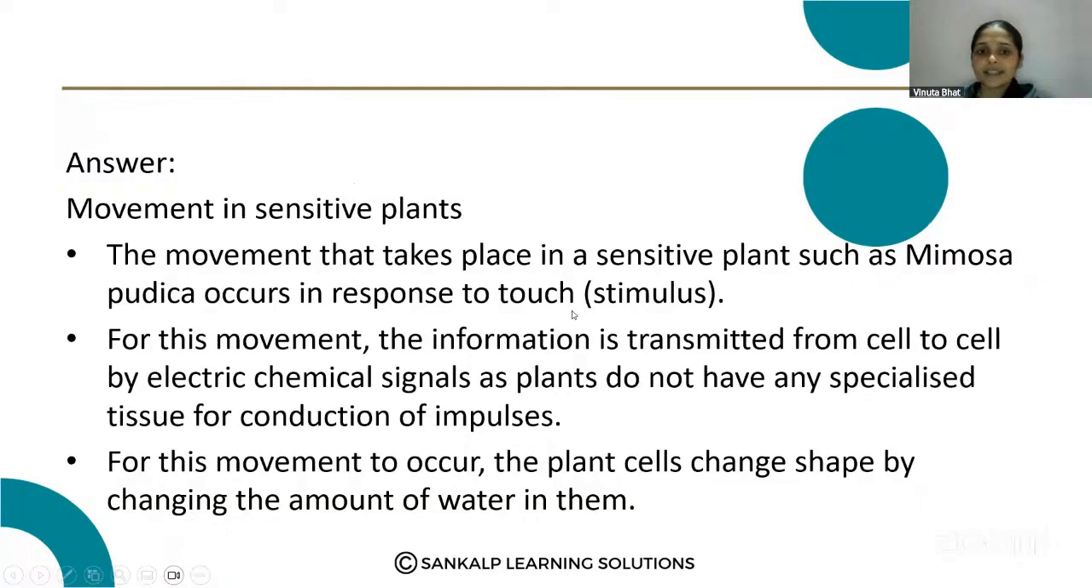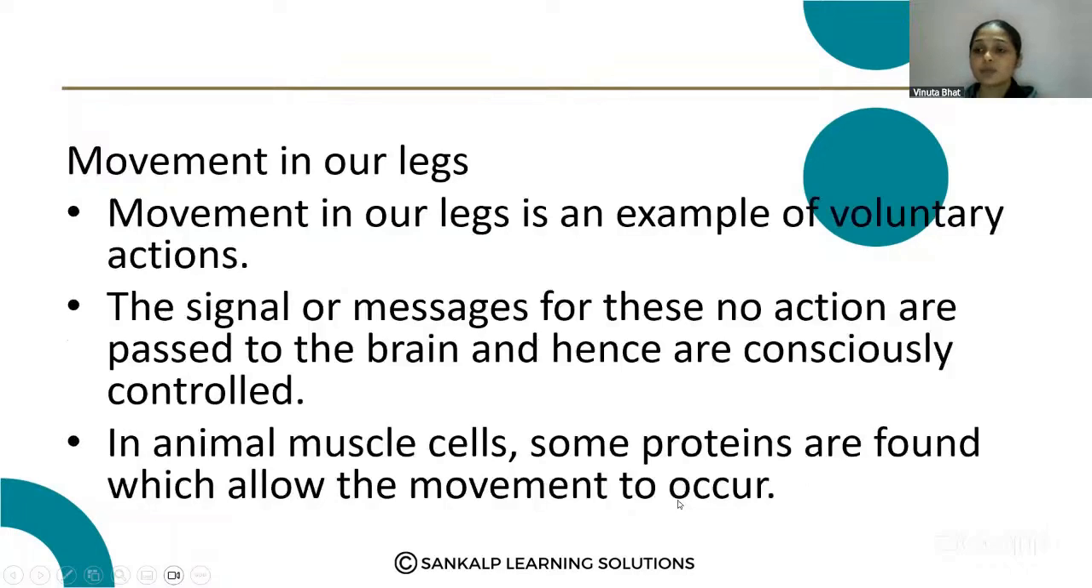The movement that takes place in the sensitive plant, that is in the Mimosa pudica, occurs in response to the touch. For this movement, the information is transmitted from cell to cell by electrochemical signals. For this movement to occur, the plant cells change shape by changing the amount of water. But movement in our legs, what is the difference?